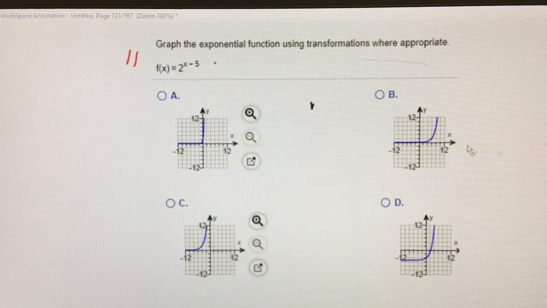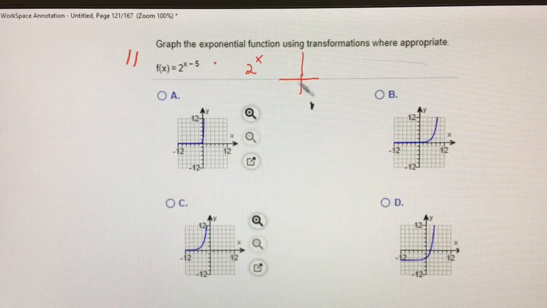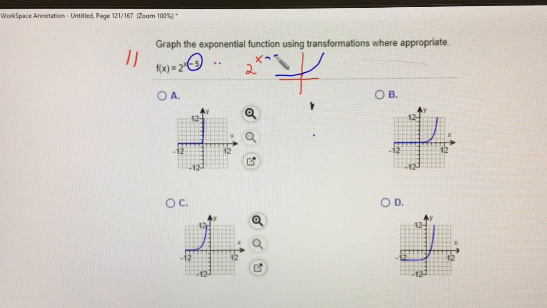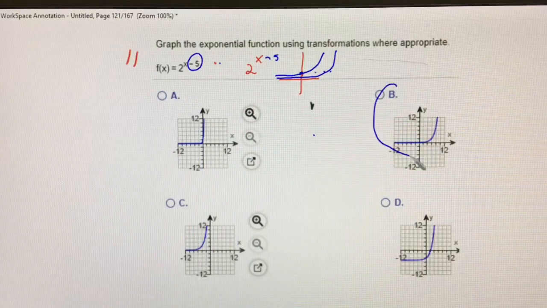Number 11, notice that it's 2 to the x with the phase shift. If I had an xy axis, it would grow. Now, all this does is it gets shifted opposite, right 5. When I put that -5 there, it's going to move that spot right 5. So it's actually going to grow up to the right. And the only one that fits that description will be graph B.